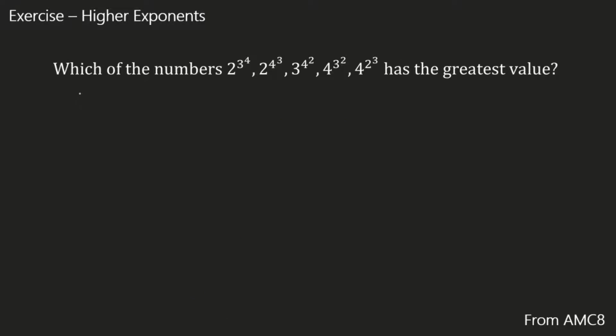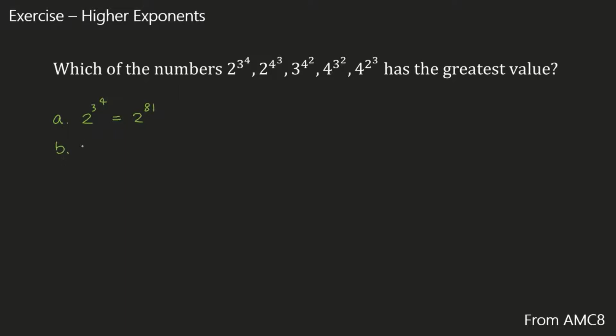Let's take a look at this problem. Which of the numbers, these 5 right here, has the greatest value? Now, if you take a look at each of these numbers, their exponents are also exponents. So in the first step, we're going to convert all of these exponents into plain numbers. Okay, so let's start with the first one. We have 2 raised to the power of 3 raised to the power of 4. This is equivalent as 2 raised to the power of 81.